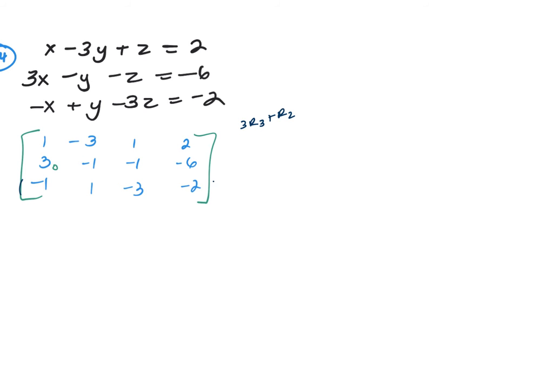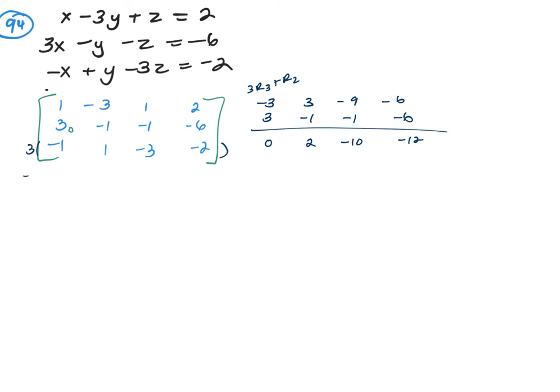So +3, sorry. Row 3 would be -3, 3, -9, -6. And then row 2 is 3, -1, -1, -6. I get 0, 2, -10, -12. And that takes the place of row 2. But you could also do the top by -3. Yep, you'll get a different row echelon, but your answer should be the same and your reduced row echelon should be the same. Can you do 1/2 row 2?